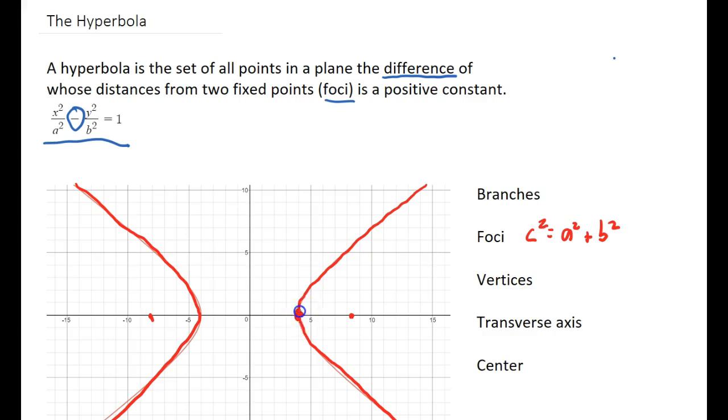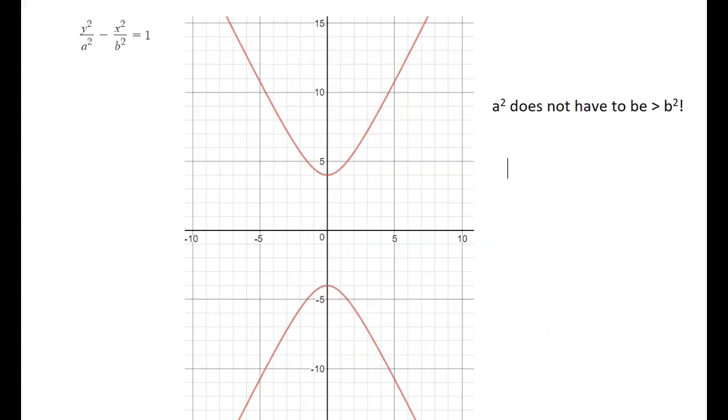Your vertices are these points right here, and you have a transverse axis. That's the axis that connects the foci. Your vertices are on that transverse axis, and the midpoint of the transverse axis is the center. So there's the center right there, and you have a focus here, F1 and F2. A hyperbola can have a vertical transverse axis like this right here, okay? And if that is the case, then you have your y squared term minus your x squared term.